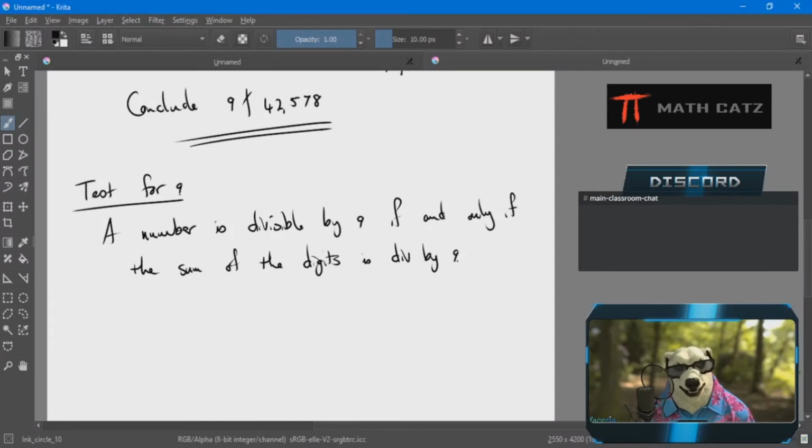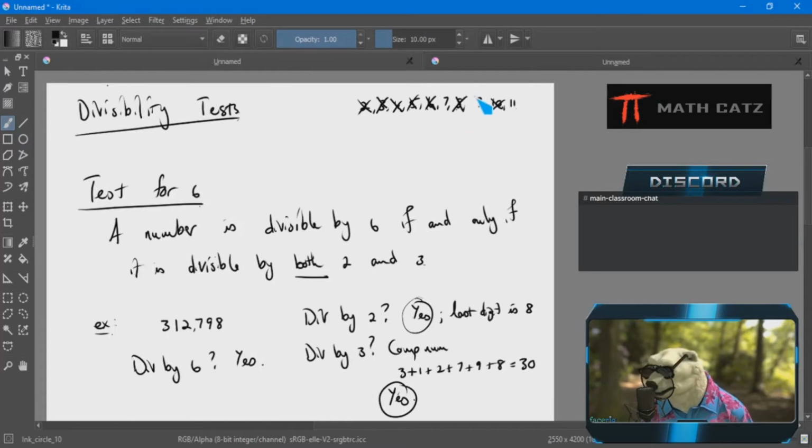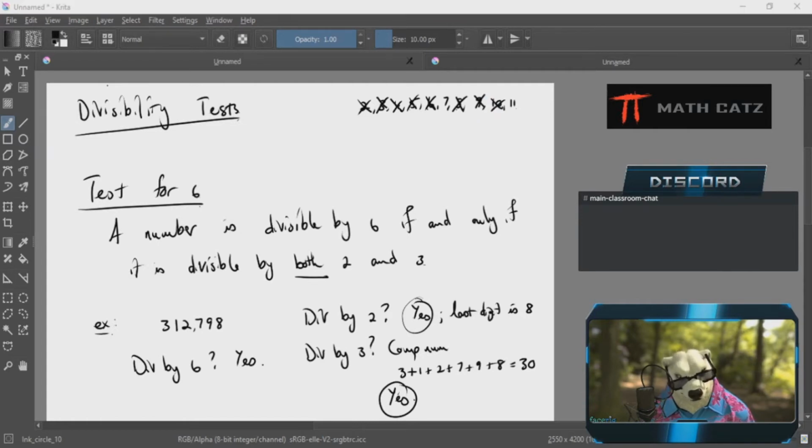Okay, so we're getting pretty far in this list. 9 is done as well. Next up is going to be 11. Now for 11, I just need to open our book, see if I have it here. I have to find an example because the phrasing of the test for 11 is going to be a little unpleasant. It's going to be a little messy.